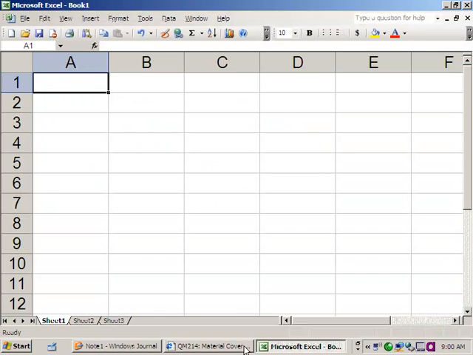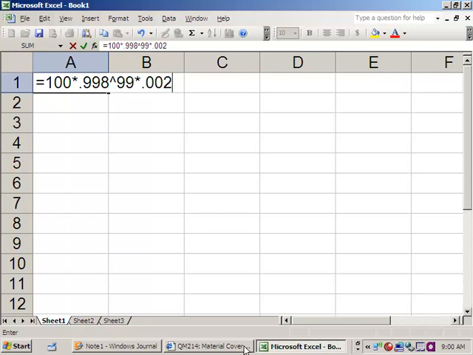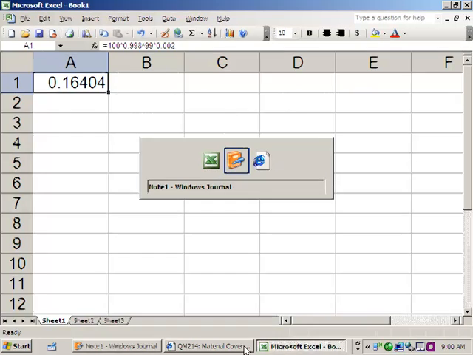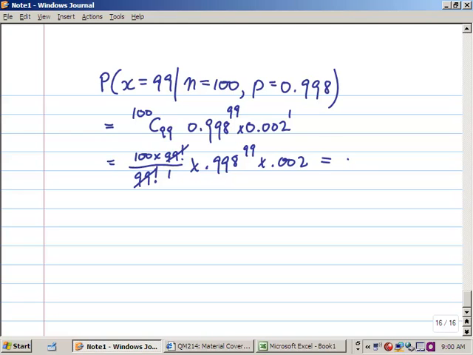And switch to Excel, and this is equal to 100 times 0.998 to the 99th power times 0.002, and the answer is 0.1640 to 4 significant places. Alright, and that's the binomial expansion.